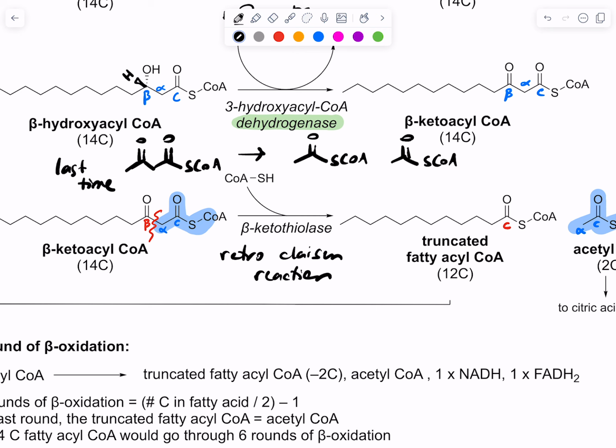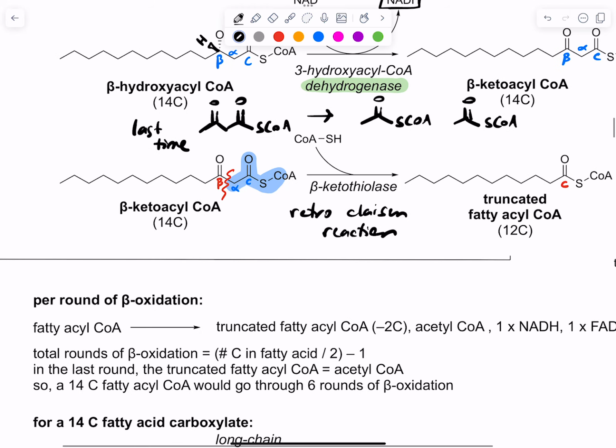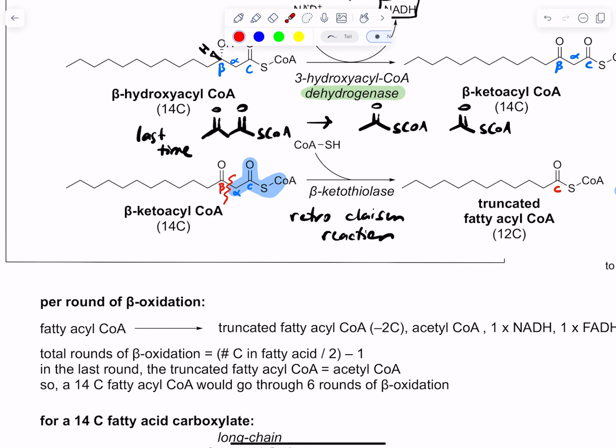So that's where people sometimes get tripped up in doing the math for just how many acetyl-CoAs and how many times through beta oxidation I need to go. Just remember, it's the number of carbons in your fatty acid divided by 2, and then you've got to subtract 1 because the last time through you make 2 acetyl-CoAs. Questions about that? That sort of makes sense? Okay.